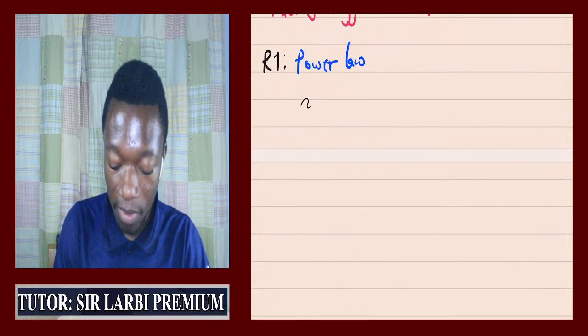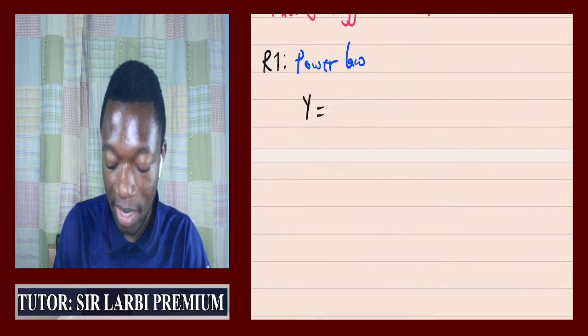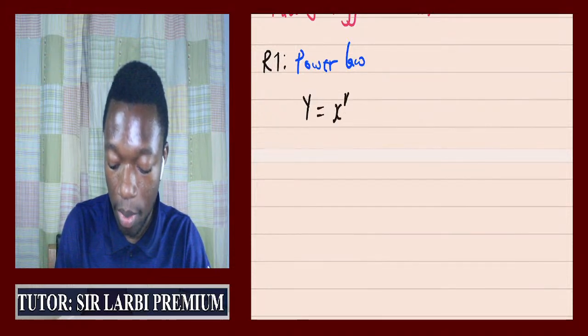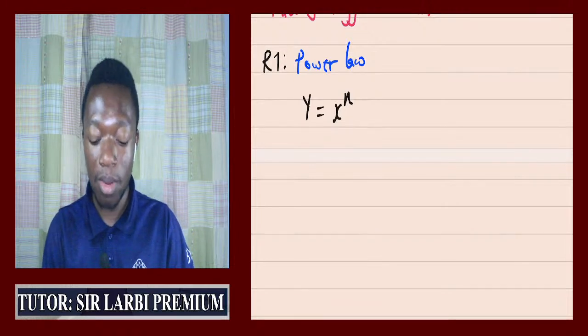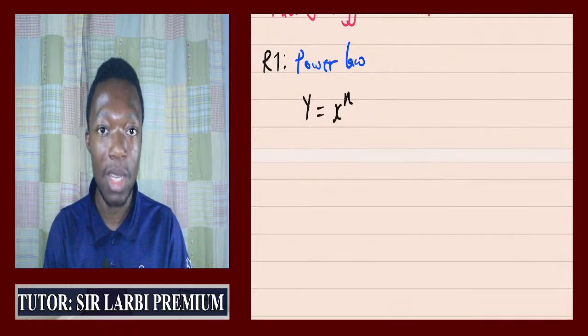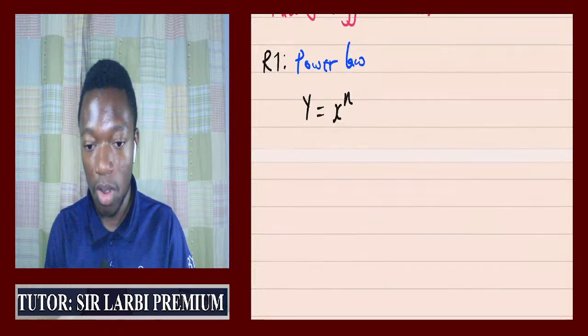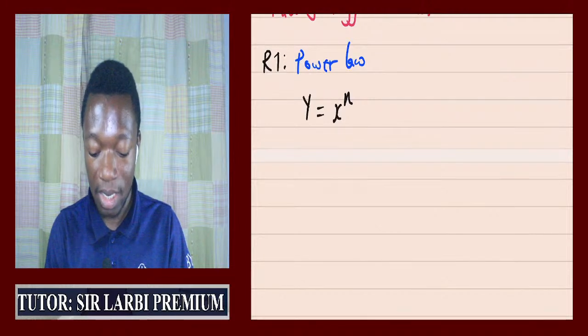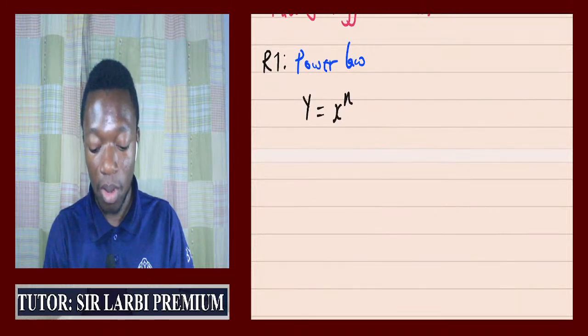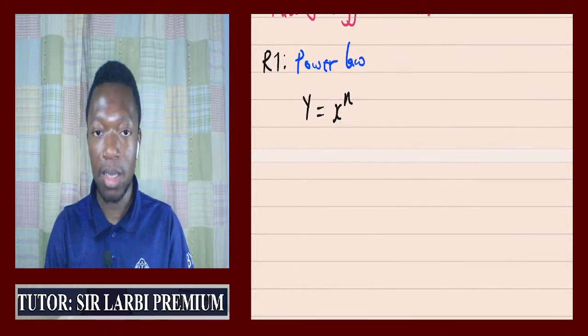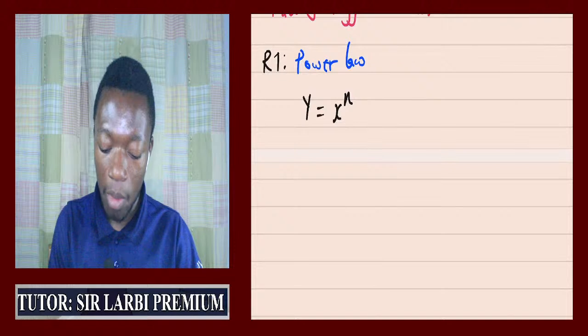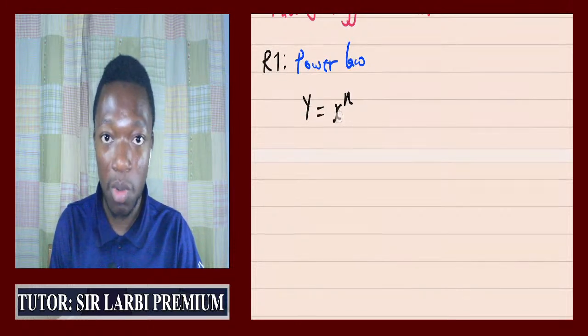It is saying that if I have a function, say y, to be equal to, let's say, x to the power n. In our discussion, we are going to make use of y and x. Now you know that y is a dependent variable and x is an independent variable. I hope now you know that. So the power law is saying that if I have a function y is equal to x to the power n, this is how the differentiation goes. Now I want to differentiate y with respect to x.